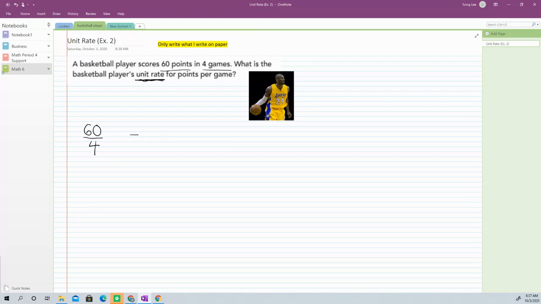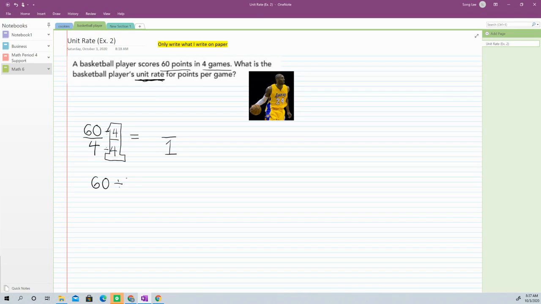And we want to get the unit rate of 1 game. So in order for us to get to 1, we need to divide by the same number in the denominator. So 4 divided by 4 is 1. And if I divide the denominator by 4, I also need to divide the numerator by 4. And there is a form of 1 there, and that's why I can do this. So what is 60 divided by 4?